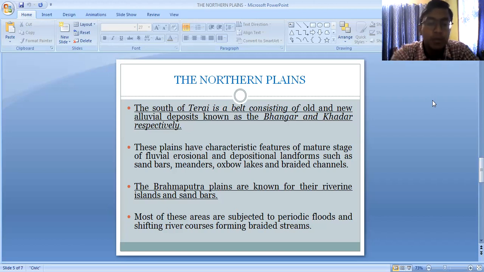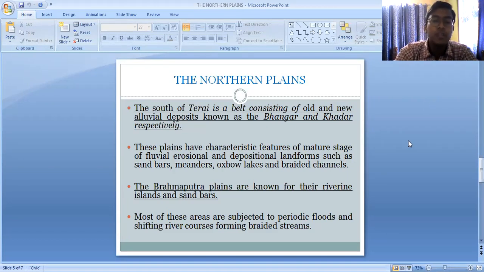Most of these areas are subjected to periodic floods and shifting river courses, forming the braided streams. Basically, in this part of the Brahmaputra plain, every year the flood takes place, and the river shifts its course. That means if the river is flowing from this area this year, because of the flood, the river may flow from another area in the next year.